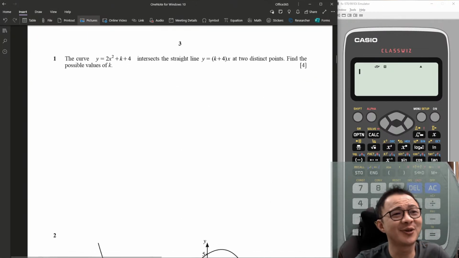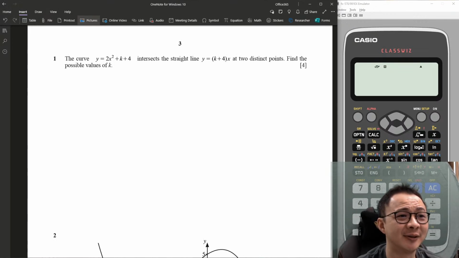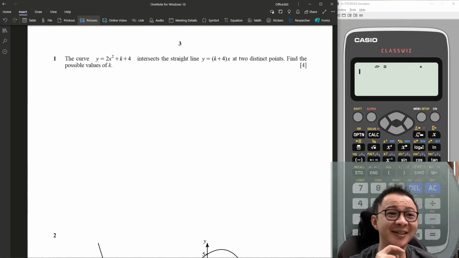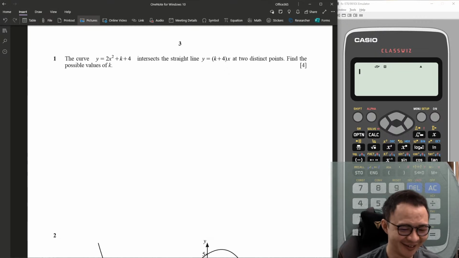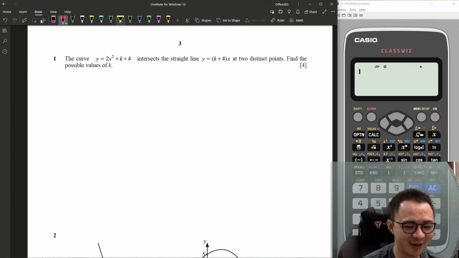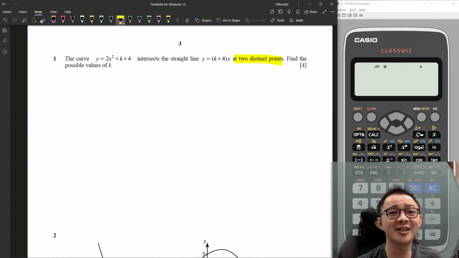Alright, so the first question, this one is sort of the bonus mark question. It will be helpful. Trigonometry as well, if it is possible. Trigonometry is actually not that hard, right? Okay, the first one. This one is super easy. So what's the keyword for this question? Two distinct points.